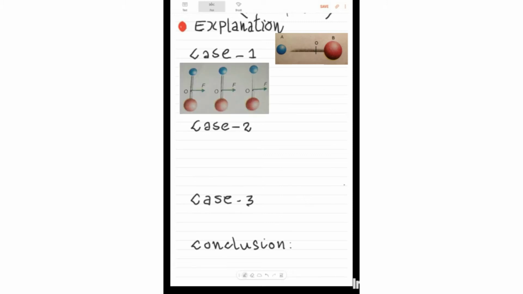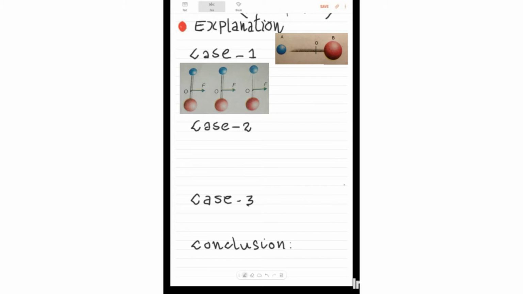Let O be a point between A and B such that the force F is applied at that point O as shown in the figure. The system moves in the direction of the force without rotation. So point O is the center of mass of the system.